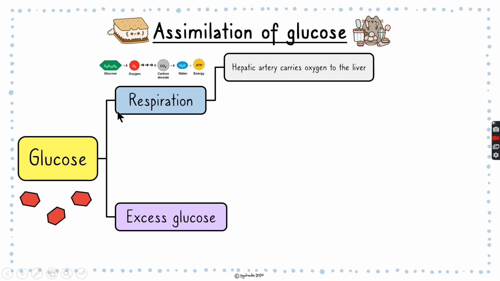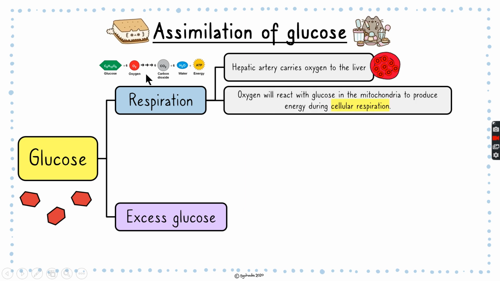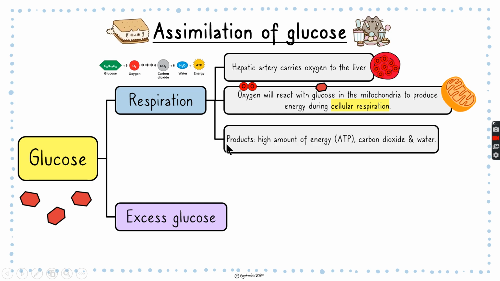So what happens is that when you use up glucose for respiration, the hepatic artery actually carries oxygen to the liver by transporting oxygenated blood. Remember that red blood cells carry oxygen. This oxygen will then react with glucose in the mitochondria to produce energy during cellular respiration. So the main products of respiration are a high amount of energy in the form of ATP, carbon dioxide, and water.